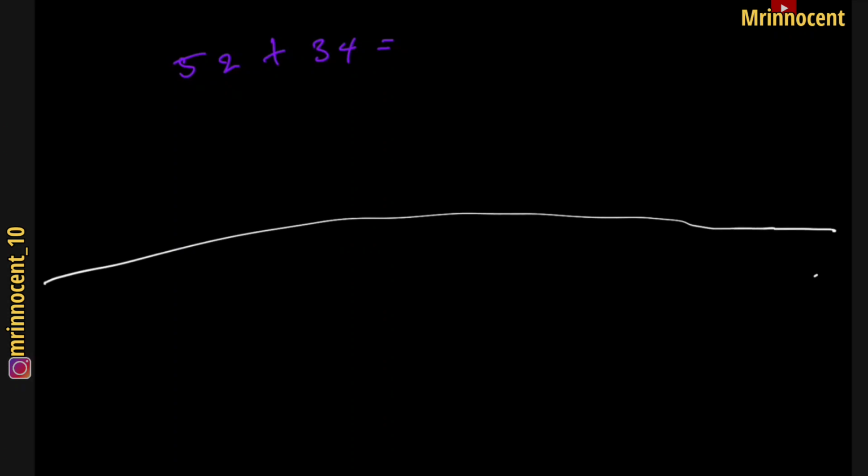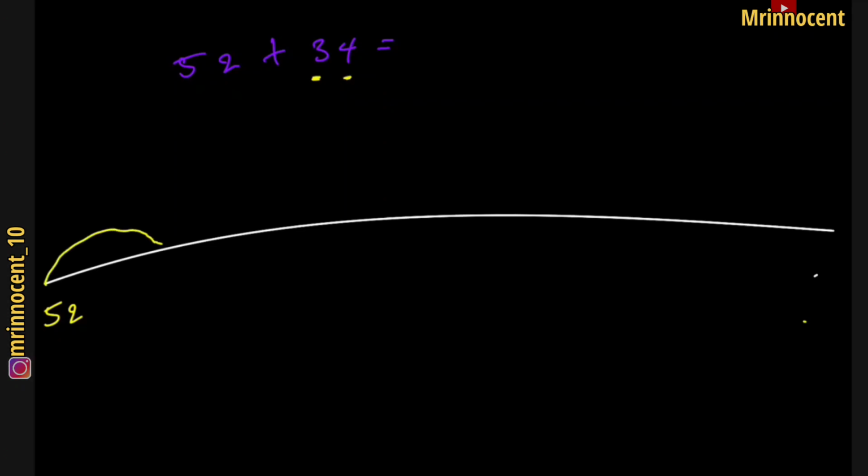Let's look at more examples. Here you have 52 plus 34. First of all, you have to draw your number line. Have 52. So here you have 3 tens and 4 ones. So you jump 10 3 times. You have plus 10. Have 62.